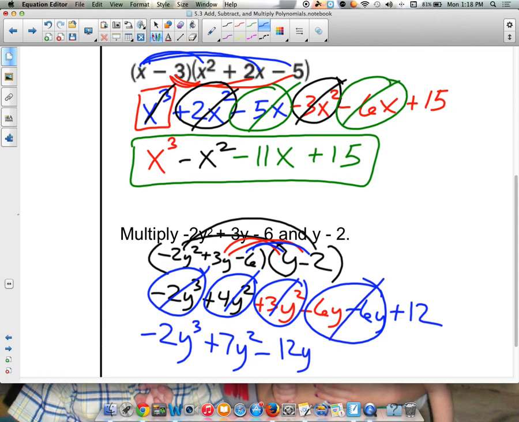And then there's a constant on the end by itself. Put those together. So my final answer will be negative 2y cubed plus 7y squared minus 12y plus 12. Again, if you look at the exponents on the y's, they're going 3, 2, 1, and then 0. So they are in decreasing order. That's how you're going to want to write your final answer.